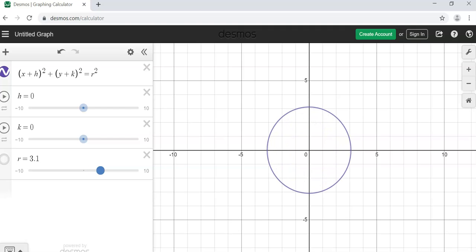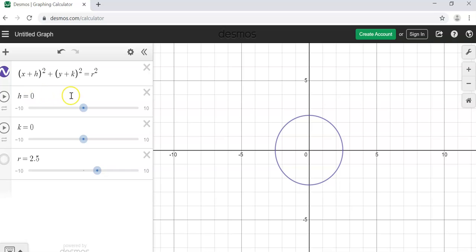So if I was to increase this value for r, that's going to increase the size of my circle. And again, remembering that this value here is the length of the radius, and when we pop it in the formula, it's got to be the squared version. Okay, so let's see what happens now when we start to transform this.